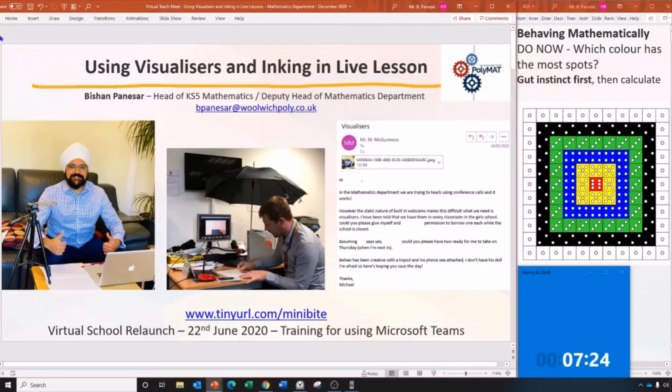When we first started delivering online lessons, you can see that I'm using my phone as a visualizer. Mr. McGuinness, who is an assistant head teacher at Woolwich Poly and a lead Key Stage 5 maths teacher, is using his visualizer to deliver a lesson, but the lighting was so strong that we decided to open up an umbrella to ensure that the image was clear for students to see. For me, these images represent the trial and improvement journey that we were on.